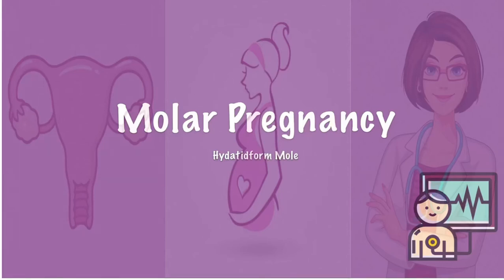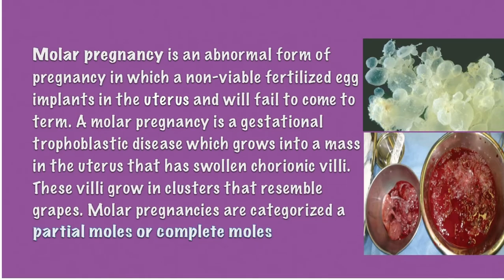Molar pregnancy is a type of gestational trophoblastic disease. Gestational trophoblastic disease includes complete mole, partial mole, placental site trophoblastic tumor, and choriocarcinoma. Molar pregnancy is an abnormal form of pregnancy in which a non-viable fertilized egg implants in the uterus and will fail to come to term.